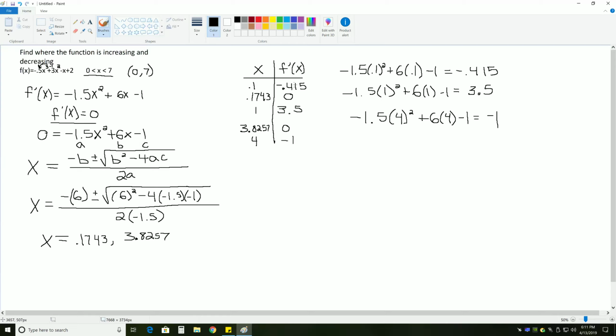Now remember, with this table, we don't care about these actual values. What we care about is the sign. The fact that this number is negative, this number is positive, and this number is negative. Wherever your first derivative is negative, that is where your original function is decreasing, because that means you have a negative slope there. And wherever your first derivative is positive, that means your original function is increasing, because you have a positive slope there. So we can start this off by making our list. We have decreasing and increasing intervals.